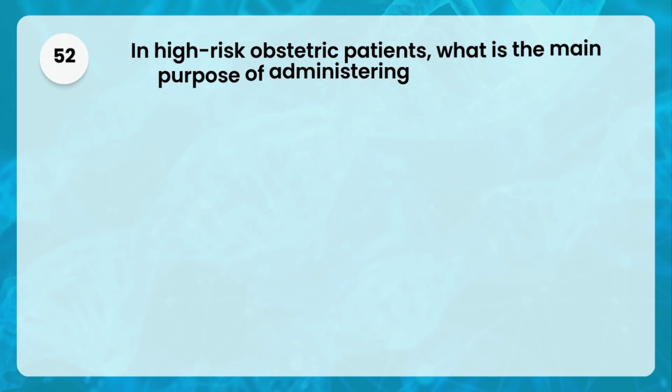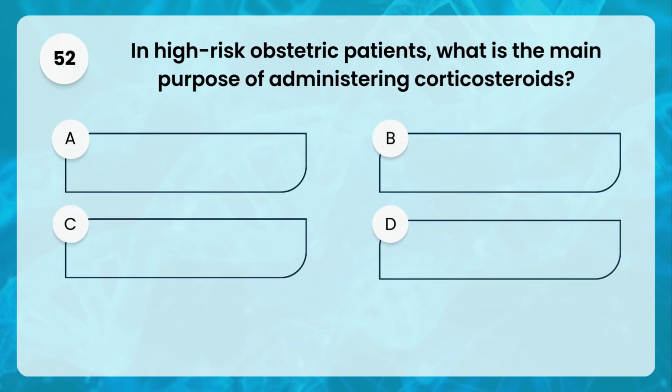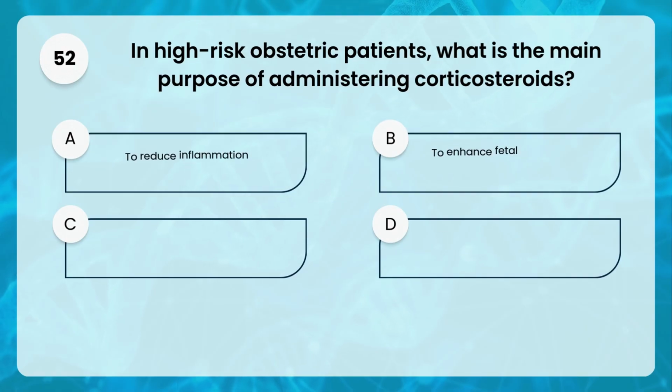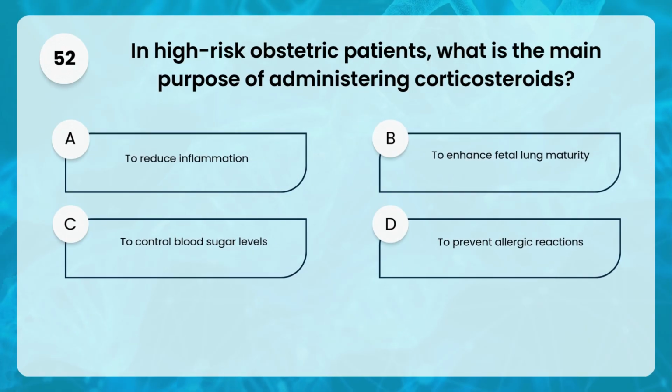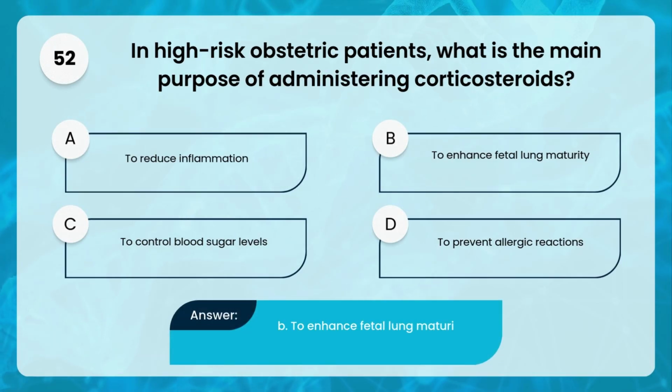52. In high-risk obstetric patients, what is the main purpose of administering corticosteroids? A. To reduce inflammation. B. To enhance fetal lung maturity. C. To control blood sugar levels. Or D. To prevent allergic reactions. The answer is B. To enhance fetal lung maturity.